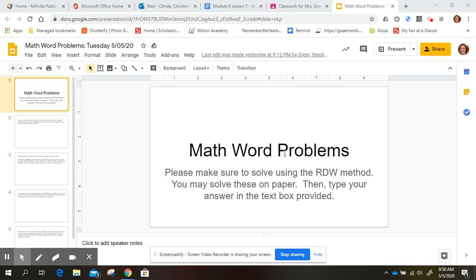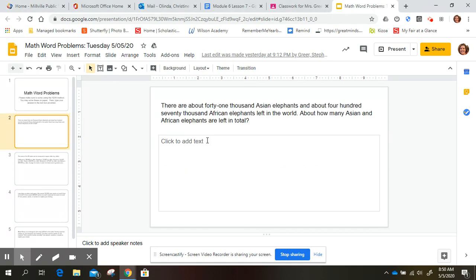Here are your math word problems for today. Please make sure you solve using the RDW method. You may solve these on paper, then type your answers in the text box provided. All right, there's a lot of place value today, so we might need to draw a place value chart.